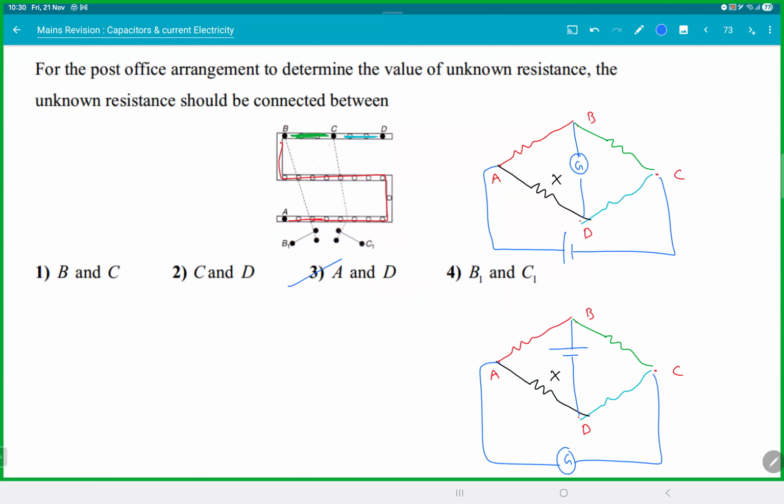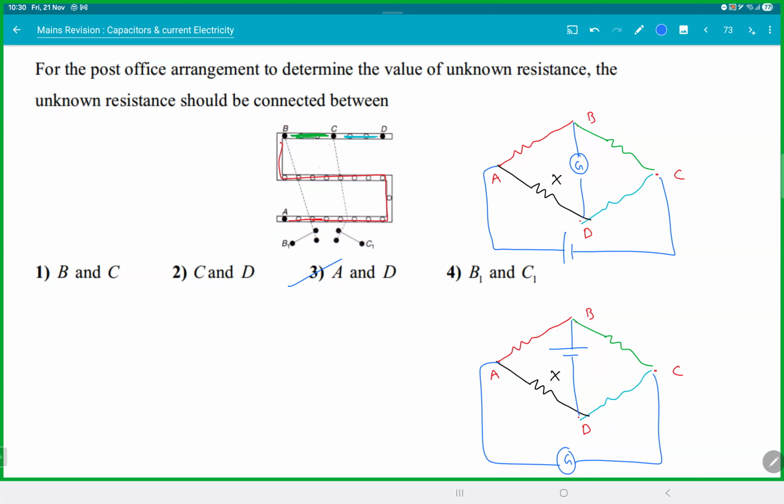Clear? So unknown thing. So if they ask you where is the battery, where is the galvanometer, there are 2 answers. So check it out. Is that clear, everyone? Post office box is a meta bridge, so be careful with this. So when you see post office box, think of like this. Just put 4 terminals and just try to arrange them.